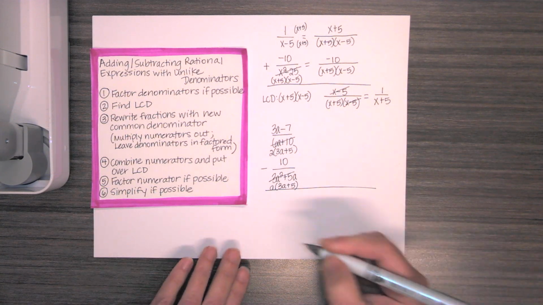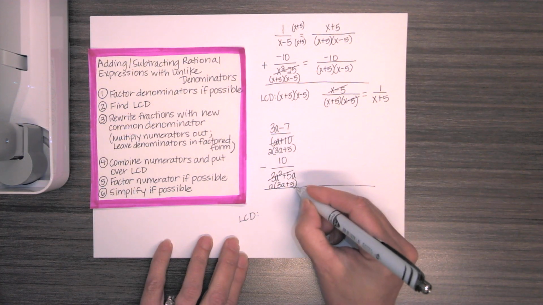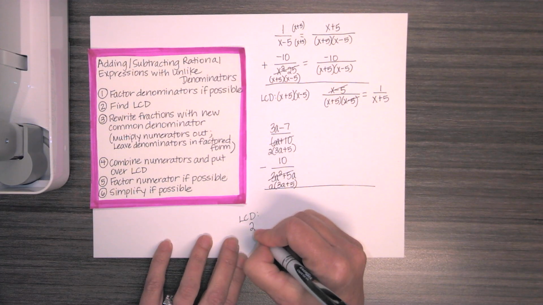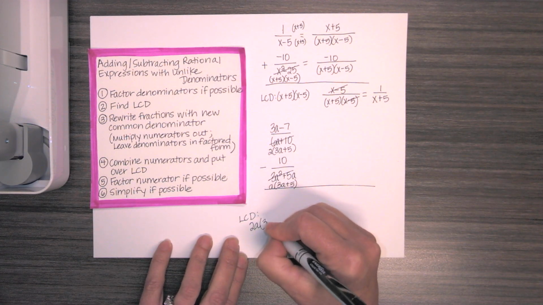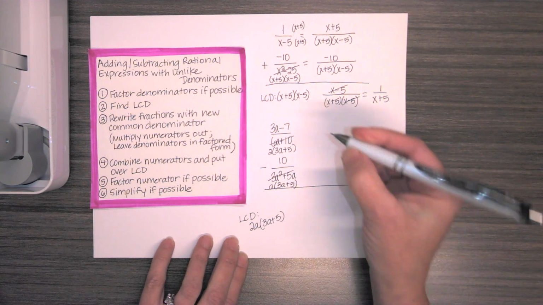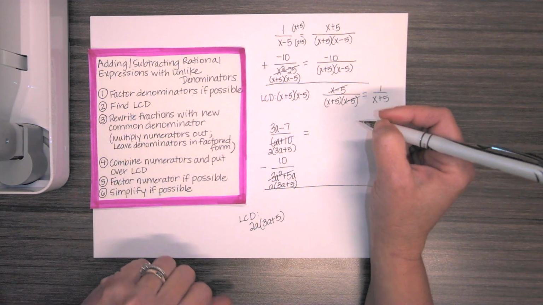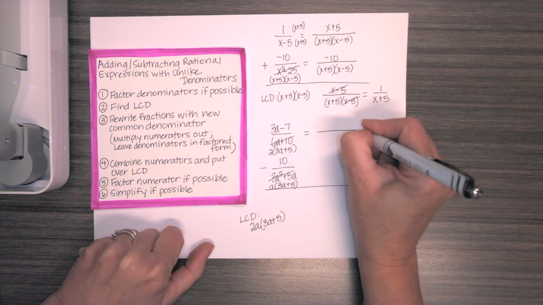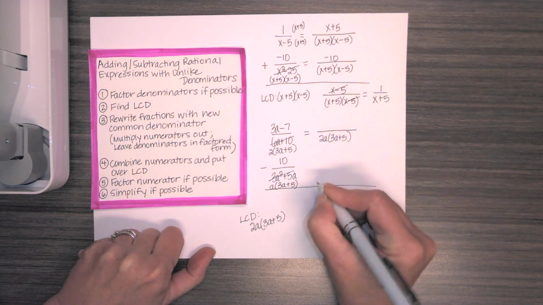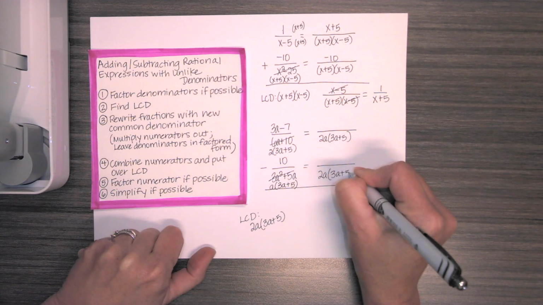Okay, so now when I look at all of those factors in my denominator, I know I have to have the highest power of every different factor that I see. So I'm going to need a 2, I'm going to need an a, and I'm going to need a 3a plus 5. So that's my common denominator. So the next step is to rewrite fractions with the new common denominator. Well, the new common denominator is 2a times 3a plus 5.